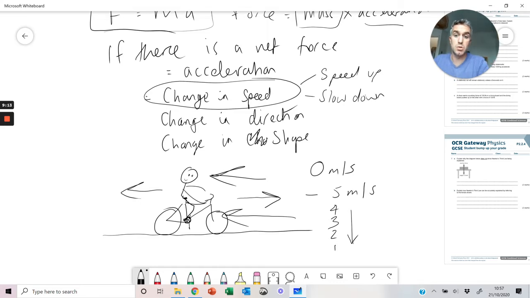It can also cause you to start. If you weren't moving, you then start moving. So a change in speed can cause you to get faster, it can cause you to get slower, it can cause you to start moving when you weren't moving, and can even cause you to stop moving when you are moving. All of these class as a change in speed.